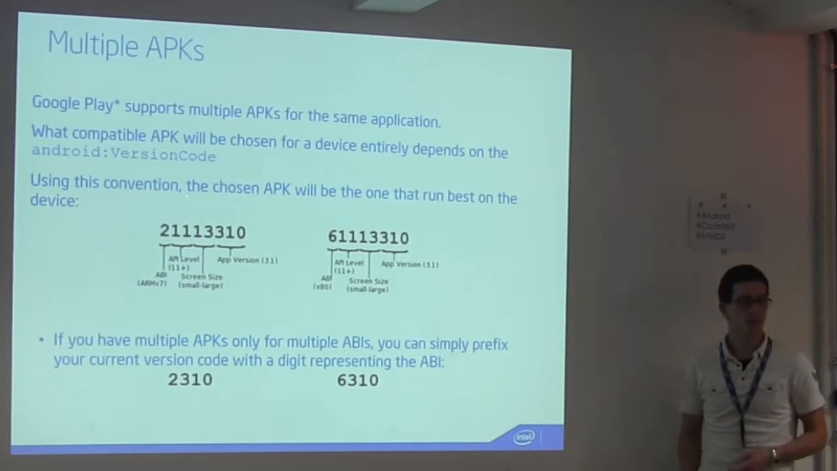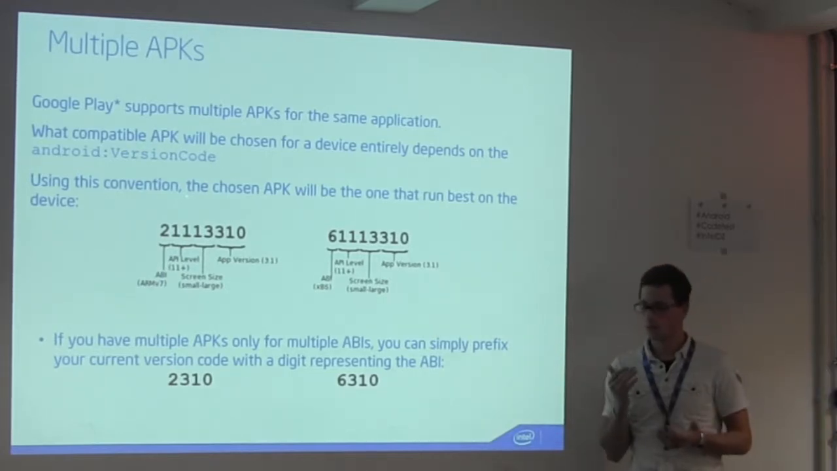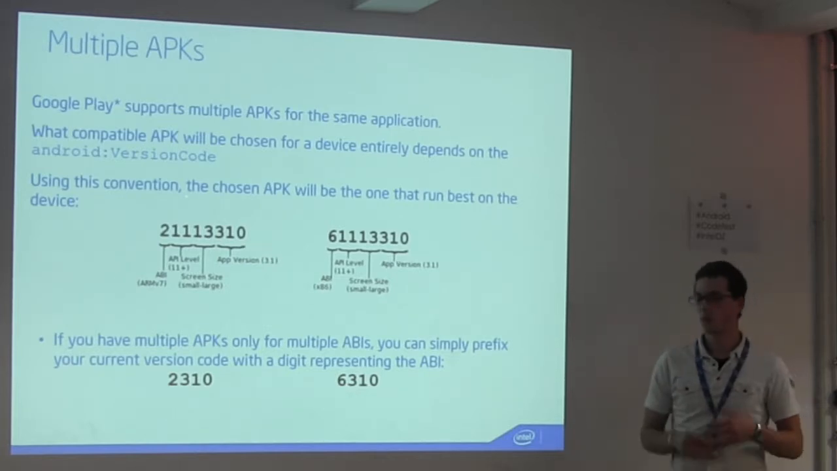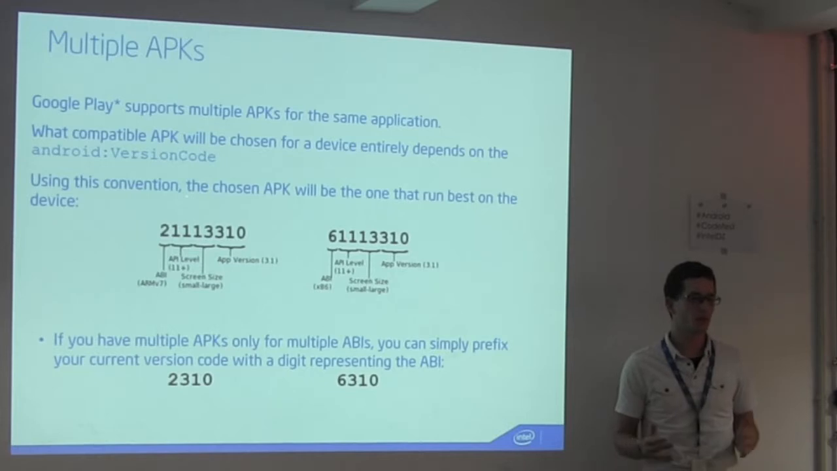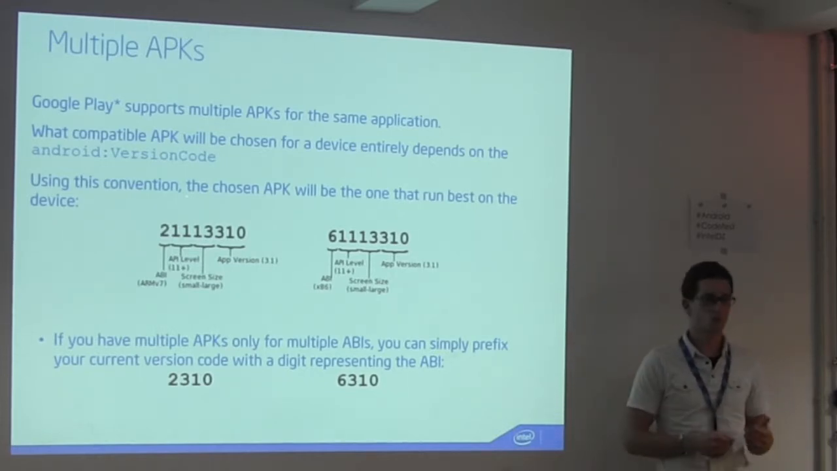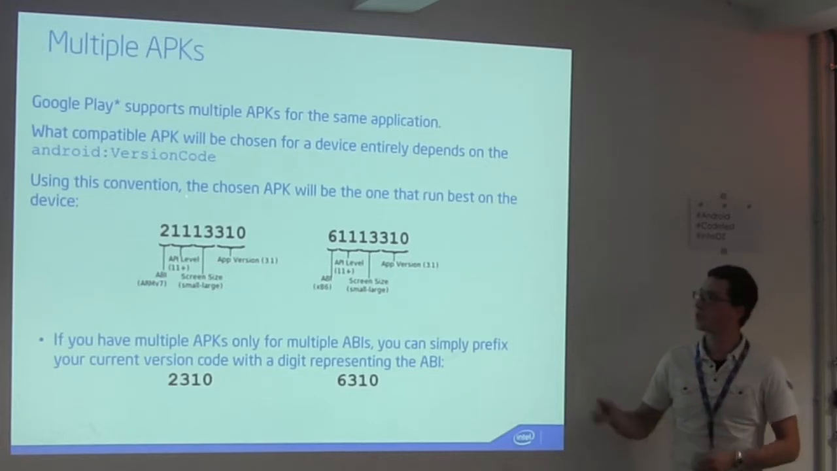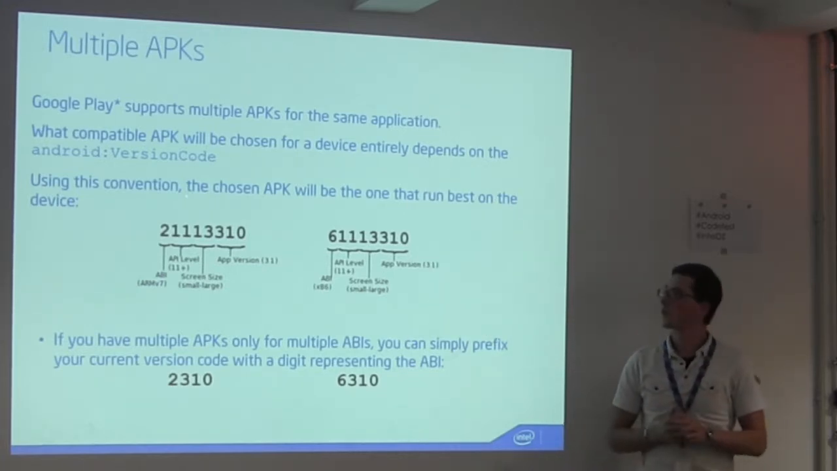So for a multiple APK one, it's both simple and complicated. And the store will think in a really simple way. It will not think, in fact. And it's up to you to make a smart choice, just tuning your version code number inside your manifest.